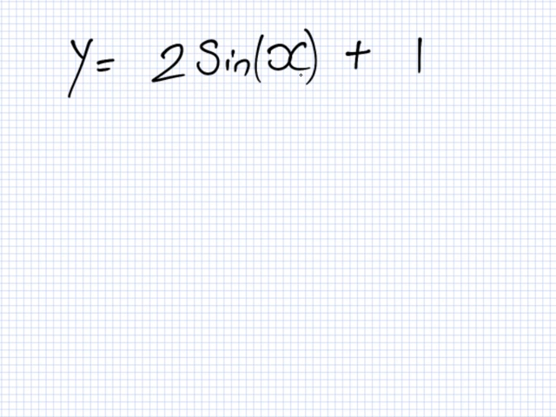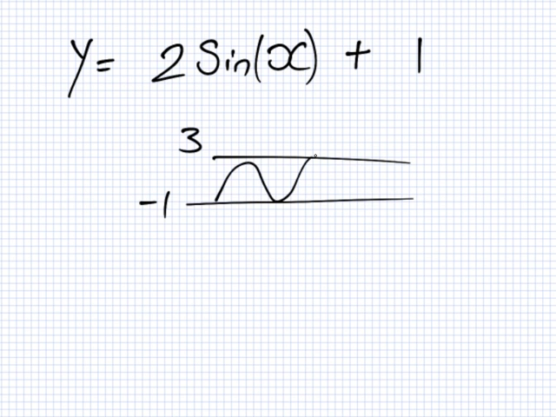We know that the maximum height will be what? If you look at this, what's the highest point here? 3, because of the plus 1 at the end. 2 plus 1, 3. And what's the lowest point? Minus 1. Why? Basically because sine can go plus or minus 1. So the biggest will be 2 plus 1 and the smallest will be minus 2 plus 1. So this graph moves between 3 and minus 1.